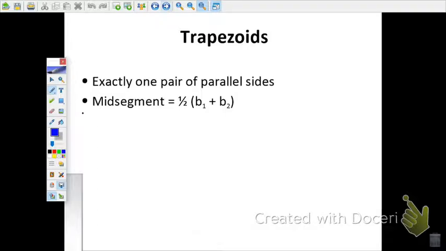Trapezoids have exactly one pair of parallel sides. Okay? So just one pair, where a parallelogram has both pairs of opposite sides parallel. And then a key piece that we're going to be using is this formula: the mid-segment of the trapezoid is half of the sum of the bases. So base 1 and base 2 are added together and then multiplied by 1/2 or divided by 2.